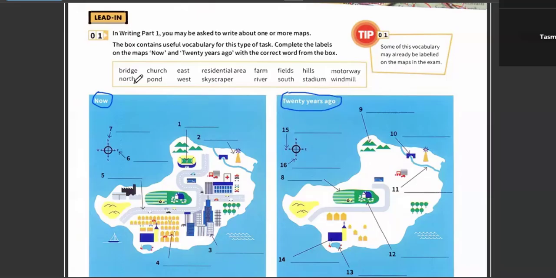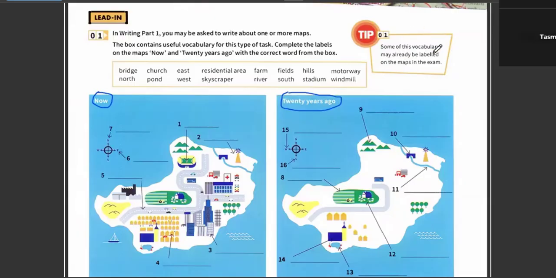So what we have to do is, the box contains useful vocabulary for this type of task. Complete the labels on the maps, now and 20 years ago, with the correct word from the box. So there is a box given with many words that have to be used to fill in the blanks and to label both of the maps with different words. You have to understand which part of the map shows which thing that is written in the box. So that is what we have to do.